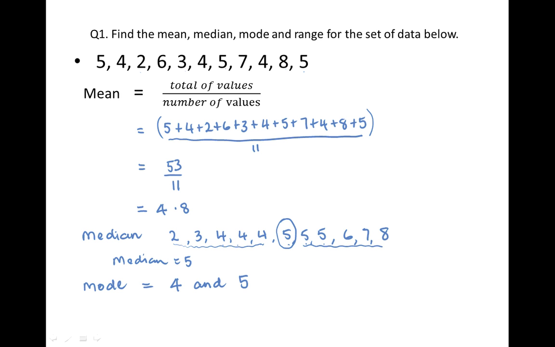The final thing we've been asked to find is the range, and we know that the range is the highest value, which in this case is 8, minus the smallest value, which is 2. So we can see our range is 6. Again, it's very easy to find the range once you have written them in order from smallest to largest. Okay, so there's our mean, median, mode and range for these examples. It'd be a very good idea to copy this example down into your book now.